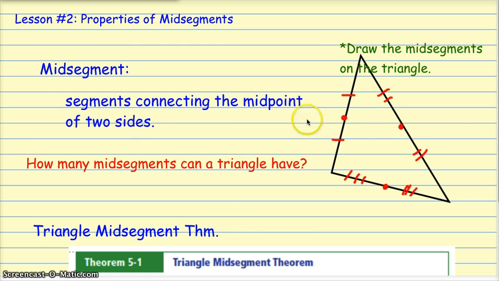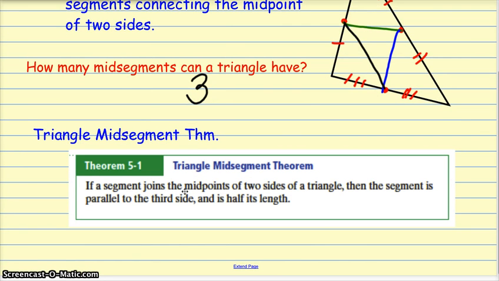The midsegment is going to connect any two of these. So there's one midsegment. I could also draw a midsegment here, and I could also draw a midsegment here. So how many midsegments can a triangle have? 3. Triangle midsegment theorem. If a segment joins the midpoints of two sides of a triangle, meaning if you have a midsegment, then the midsegment is parallel to the third side and half its length.